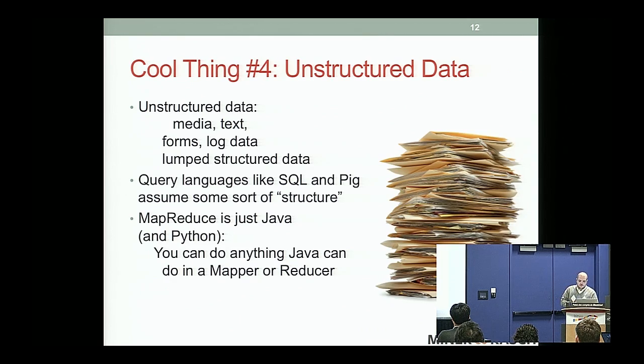The next cool thing is unstructured data. And this one's kind of tacked on, but I wanted to add it. Because unstructured data doesn't really have to do with Hadoop, but Hadoop can definitely do unstructured data. Unstructured data is data that doesn't have structure. All data has a little bit of structure, but what we generally mean here is things like media, like an image file or a video. It's things like raw text, like human-generated text. Log data is another big one. Forms.